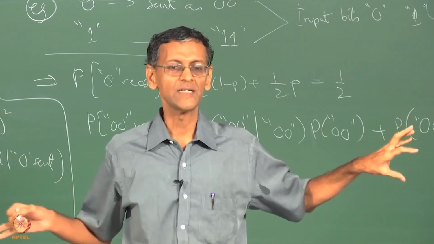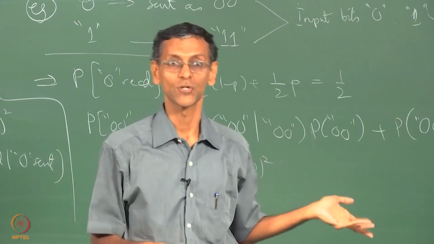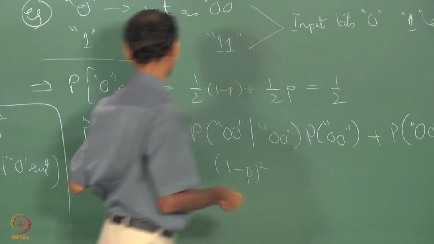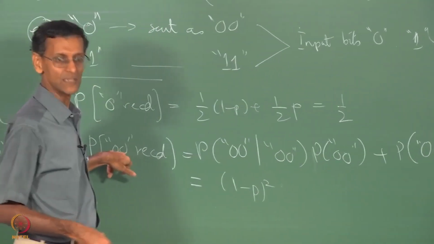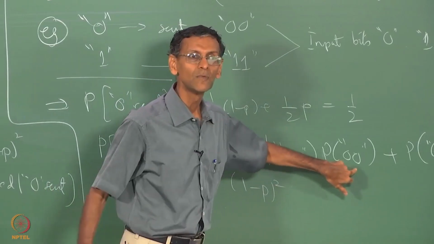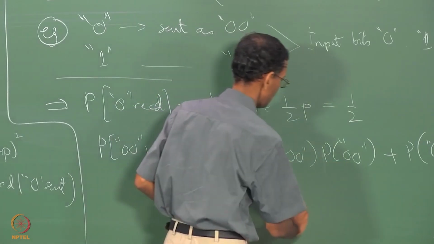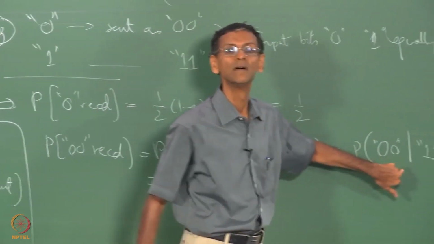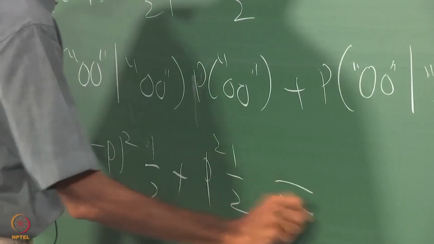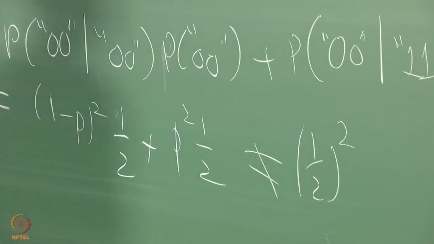The input bit could just as well have been 1, in which case 1 1 would have been sent, but you can still get 0 0. So the overall probability of getting this double 0 is 1 minus p squared multiplied by half. The probability of sending this is half. What about this? p squared into half. So this is not equal to half times half.